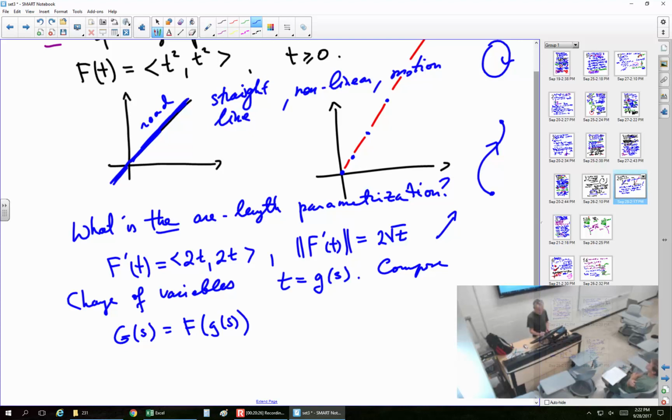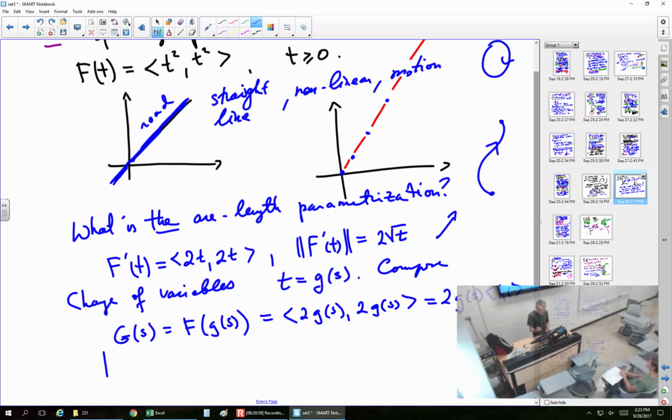Okay, which is 2g of s, 1, 1. In fact, at this time, if you really want to make life easier, 2g of s, 1, 1. Okay, so that is our new parametric curve, where g is still to be found. That little g is still to be found in order to make it an arc length parametrization.